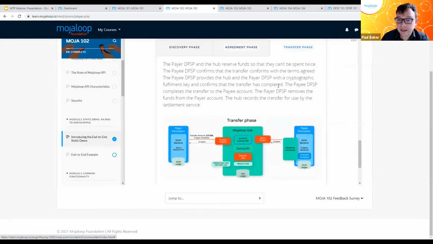And then lastly, the commit phase itself. This happens using a two-phase commit, where the funds are reserved upfront and only committed when both parties have confirmed that everything is in order and they can proceed.